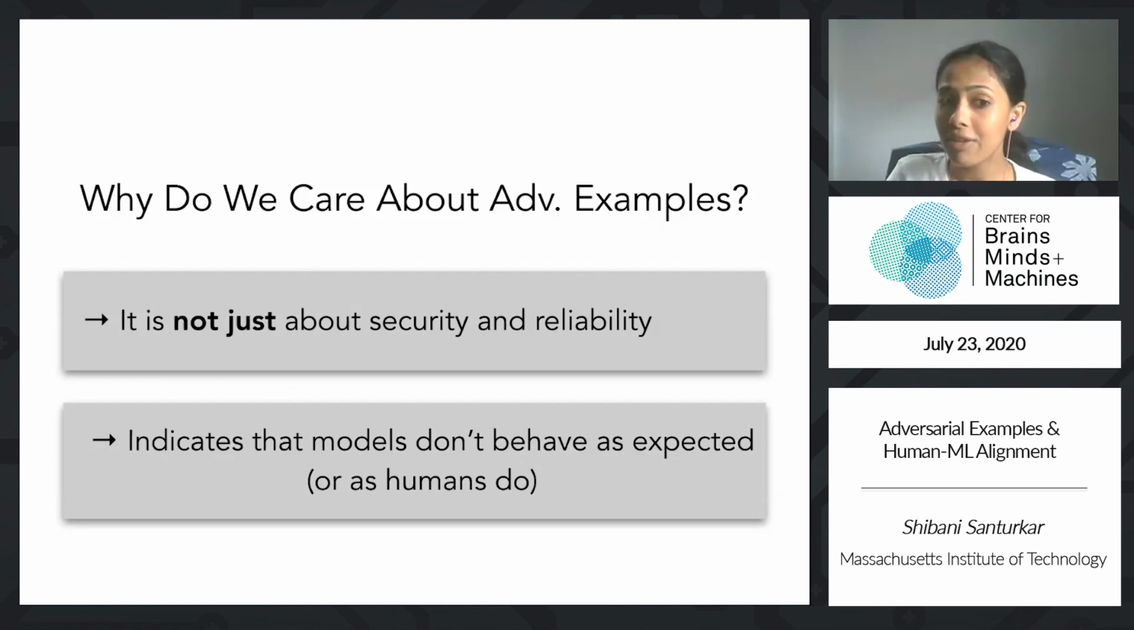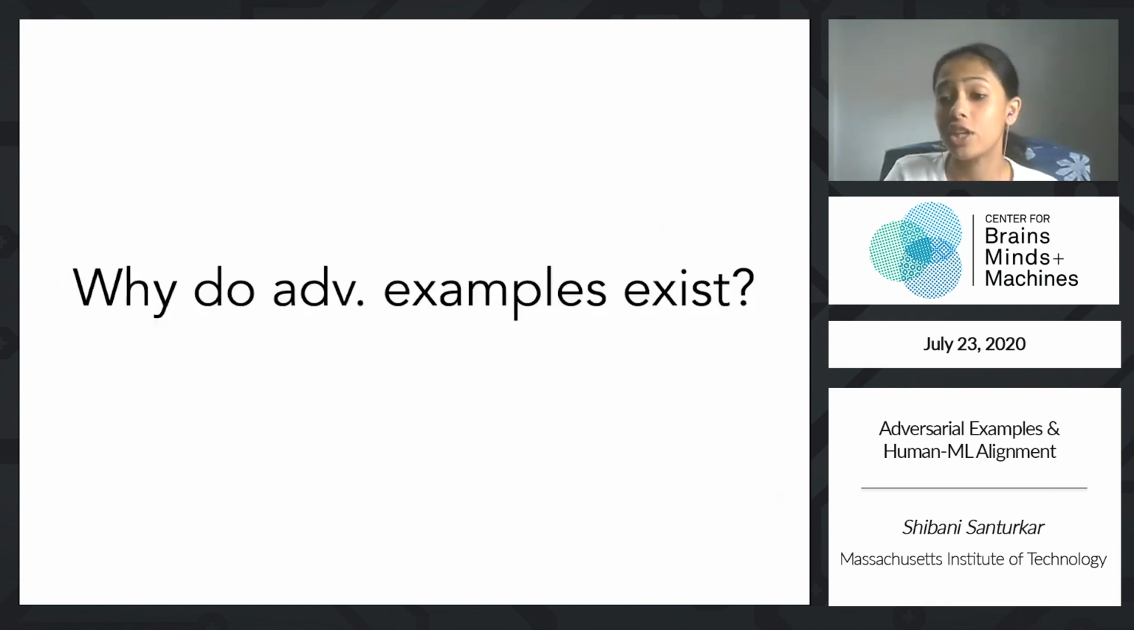And my focus in the talk is going to be from this viewpoint about thinking about adversarial examples as sharing insight into how machine learning models actually classify. And so in order to understand this, we first need to understand why adversarial examples even arise in the first place.